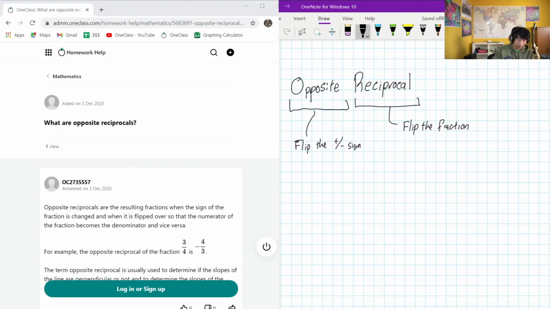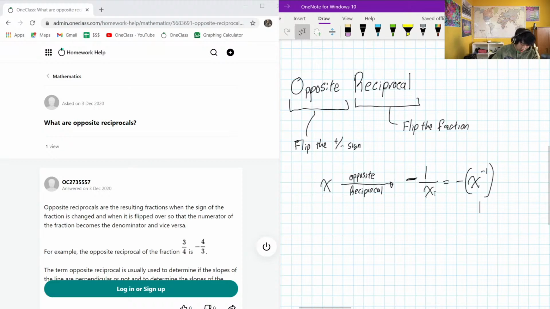Okay, so opposite reciprocal, let's say x. The opposite reciprocal of this is going to be negative, that's the opposite part, 1 over x, and the 1 divided by is the reciprocal part. Another way that you can write this is negative x to the power of negative 1. That's another perfectly valid way to write this. Okay, so why is this useful?